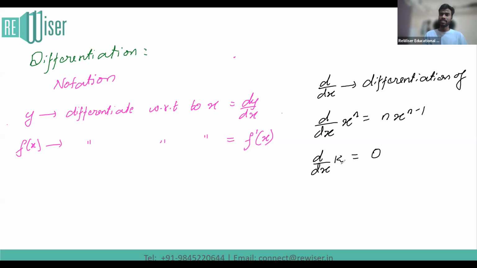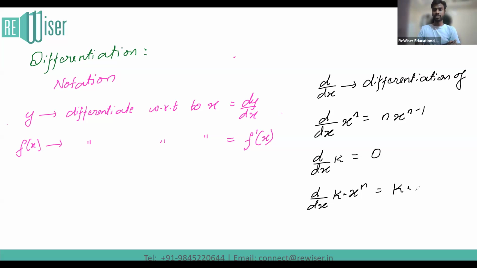Here k, I'm taking as a constant. And the derivative of a constant times a variable is going to be equal to, we keep the constant as it is. Whenever you have a constant times a variable, we have to just focus on differentiating the variable. We should not think about differentiating the constant at all.